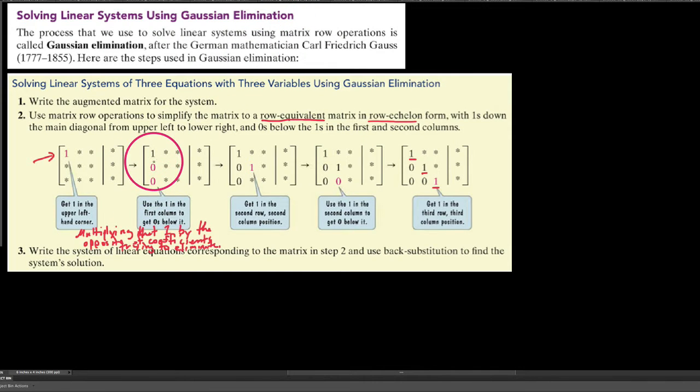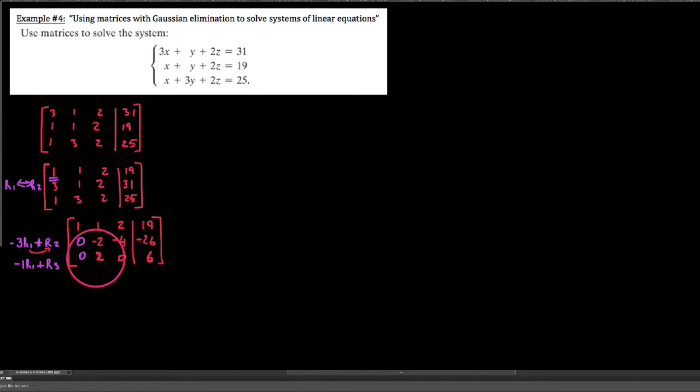What you'll see here is that once we get a 1 with zeros underneath it in that first column, the next goal is to get a 1 in the second row, second column position. So I want to get a 1 here. Going back and looking at this work that we have right here, I want this to be a 1. So how can I get this to be a 1?